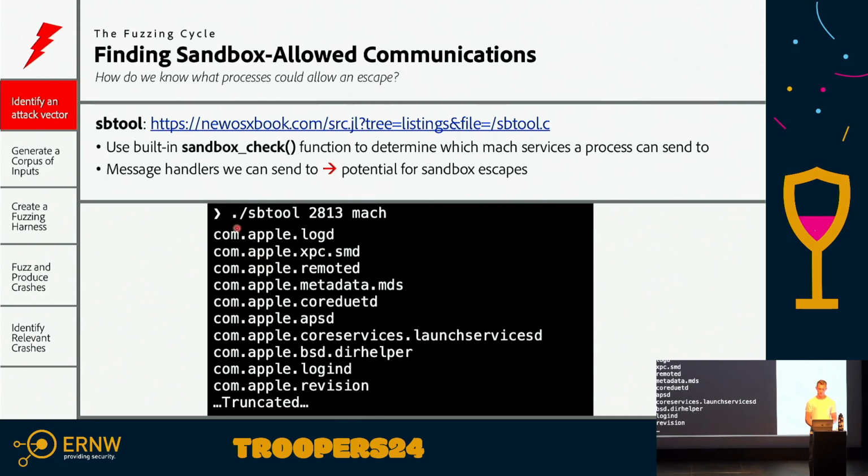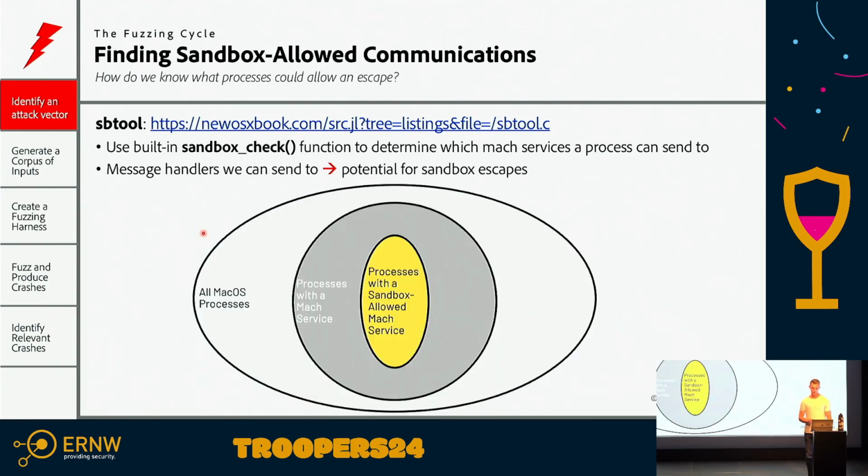So you can see us using this here. These are all of the Mach services we can interact with from Safari, which is the process I ran this against, I believe. So we went from, first of all, having all macOS processes as ones we could target, to then just ones with a Mach service exposed, finally to a smaller subset of processes with a sandbox-allowed Mach service.